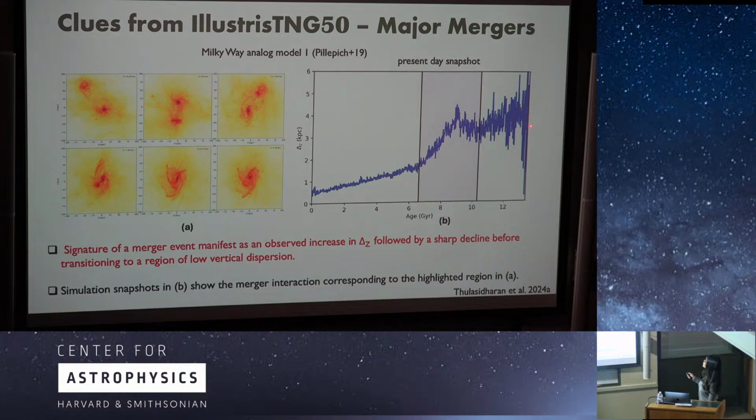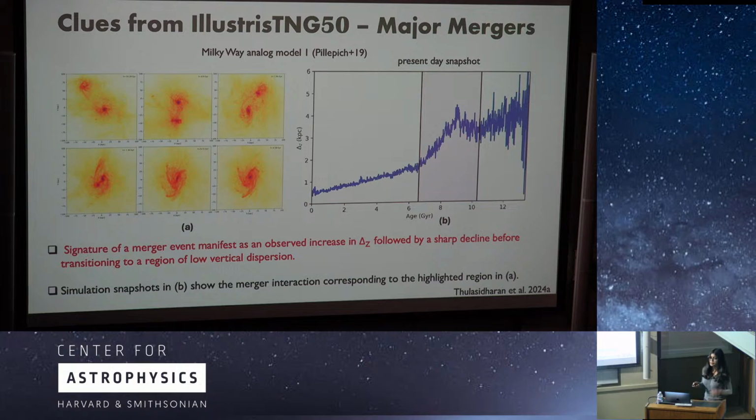One is that there is an overall decrease in the vertical thickness the younger the stars get, which is expected. In addition to that, there is also this significant deviation right here, which starts around 10.5 billion years, peaks at around 9 billion years, and then there is a sudden decline until 6.5 billion years, after which it transitions to a region of lower vertical thickness. So this is how the signature of a major merger manifests in the age delta C relation of the stars.